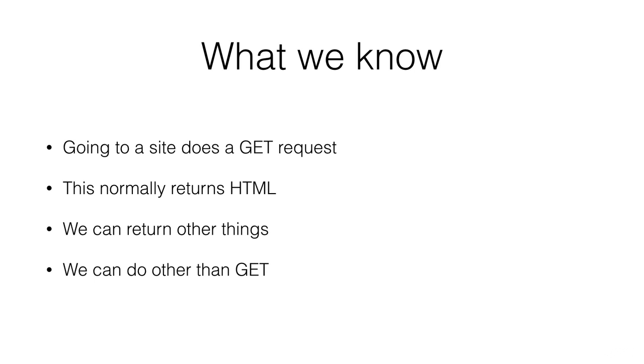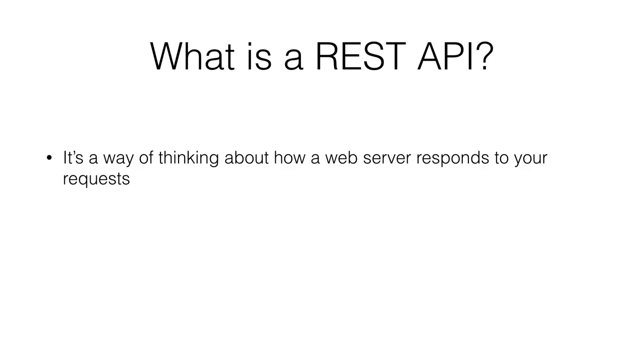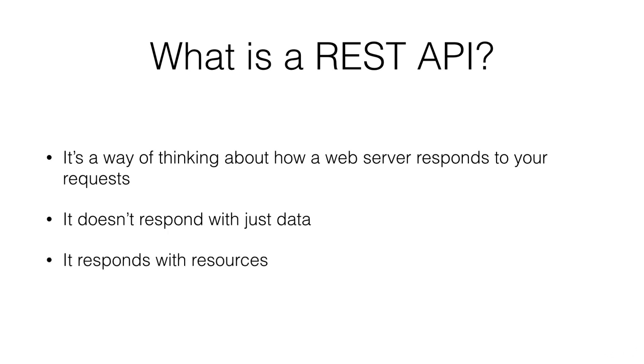Now let's look at what a REST API is. A REST API uses those same concepts that we've looked at, GET, POST, and so on. So there's no technical things going on in a REST API. All that REST is, is a way of thinking about how a web server responds to your request and how a web server behaves in general. It doesn't respond with just data. It responds with something called resources. Now, a resource is essentially just data, but it's a shift in the way of thinking.